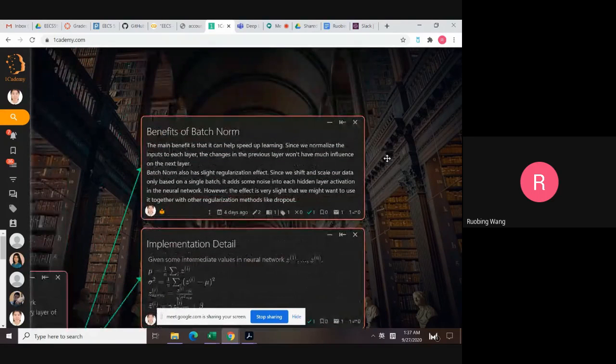Here are some benefits of using batch norm. The main benefit is that it can help speed up learning. Since we normalize the inputs to each layer, the changes in the previous layer won't have much influence on the next layer. Batch norm also has slight regularization effects, since we shift and scale our data based only on a single batch. We add some noise to each hidden layer's activation in a neural network. However, the effect is very slight, so sometimes we want to use it together with other regularization methods like dropout.